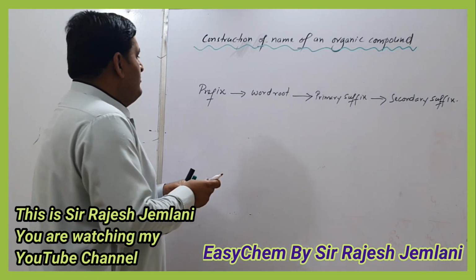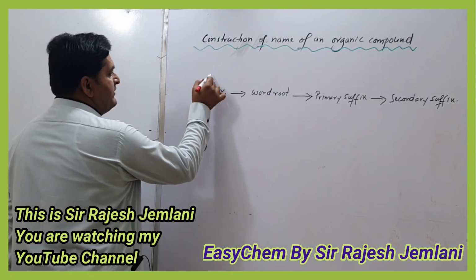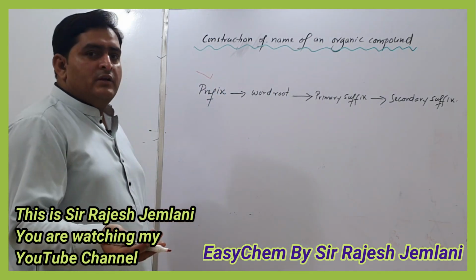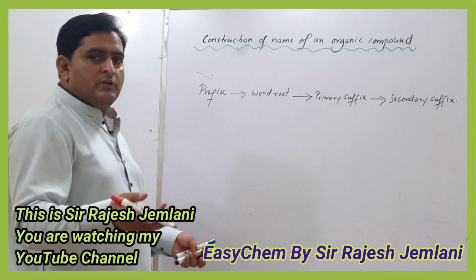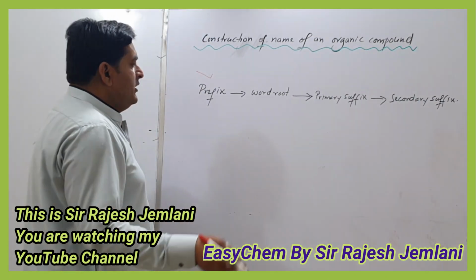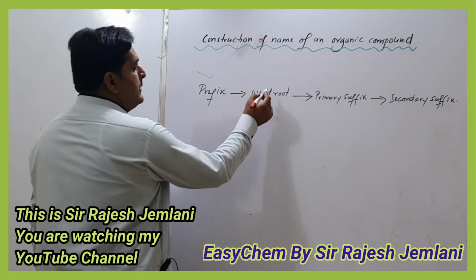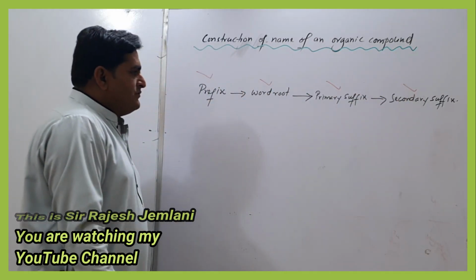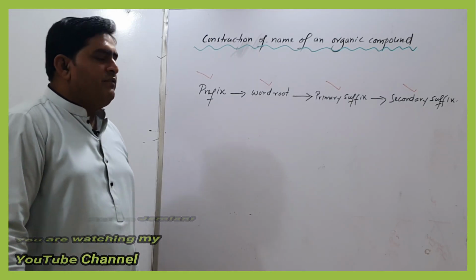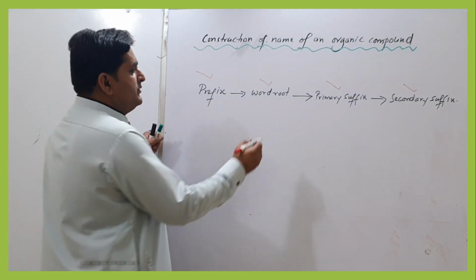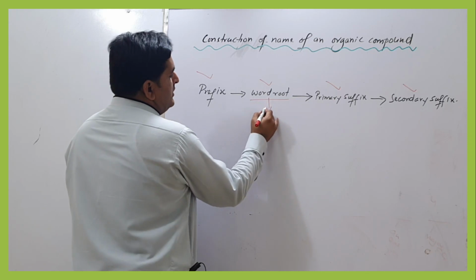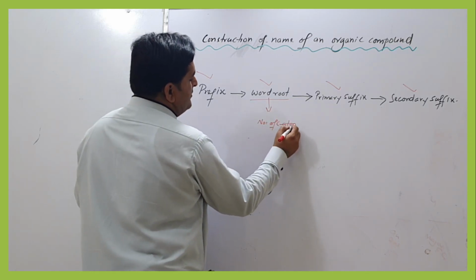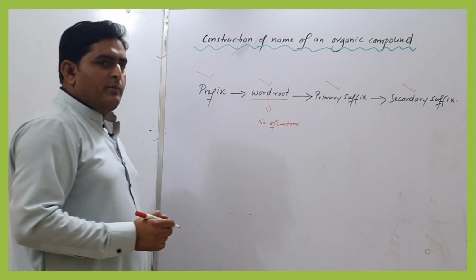The name of organic compounds starts with a prefix. If a compound has a functional group, then it has a prefix, main body word root, primary suffix, and secondary suffix. Each of these components has its own significance and meaning. The word root is the number of carbon atoms.